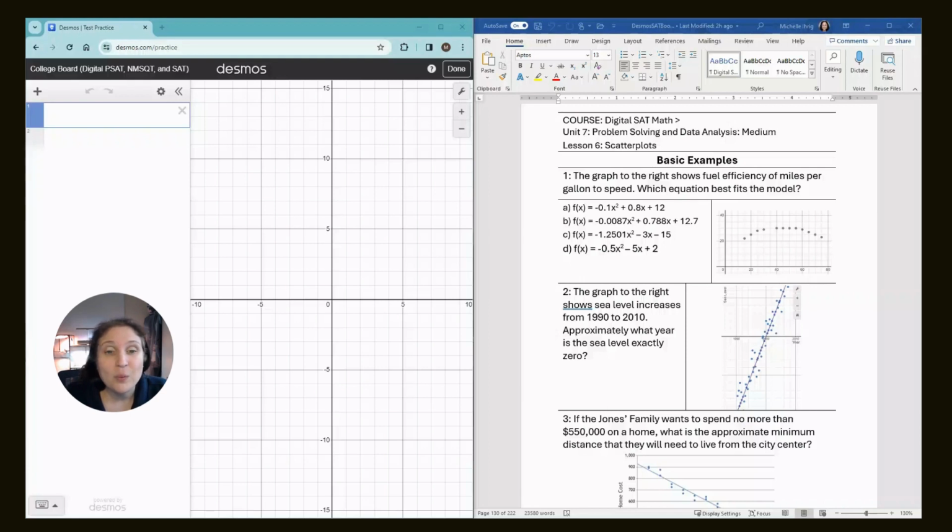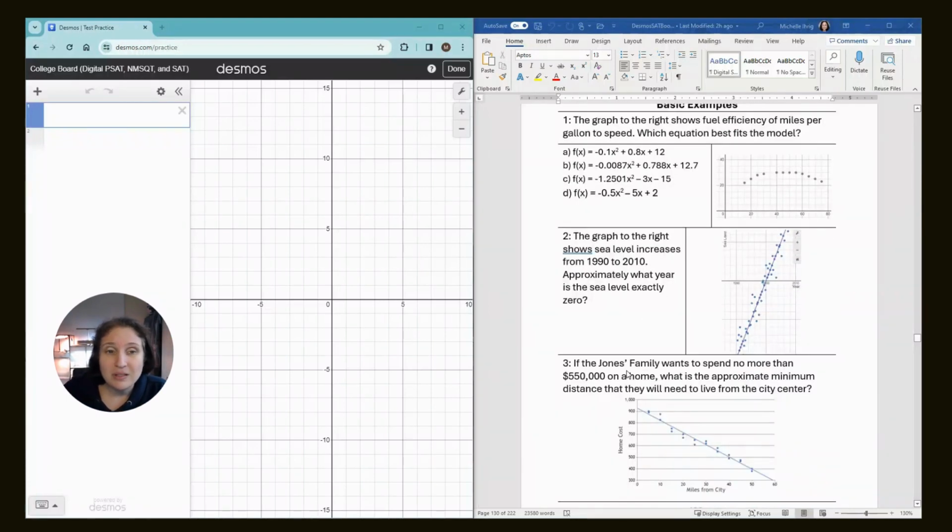We are looking at Unit 7, Lesson 6 on Scatterplots. We are looking at the basic examples. If you've gotten my book, we're on page 130. If your test is coming up and you don't have time to get the book, no worries. Or if you don't want to, totally fine. Just get paper and pencil.